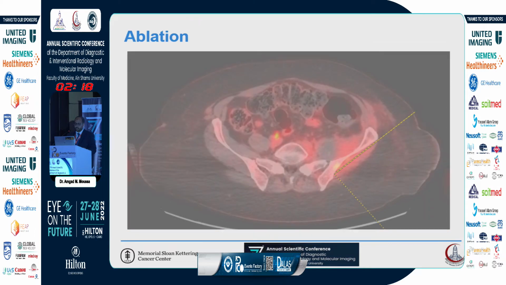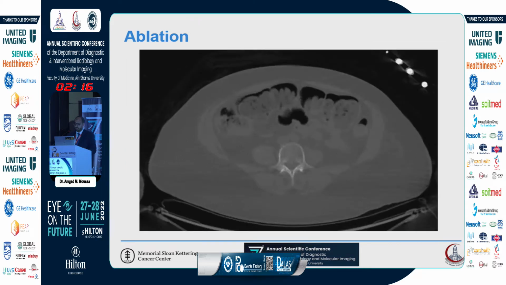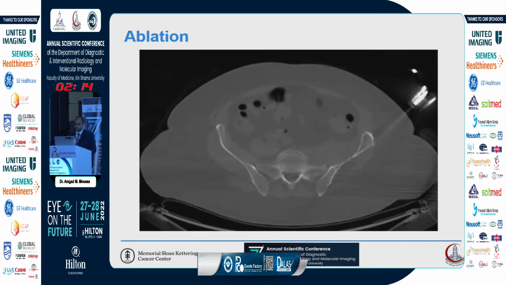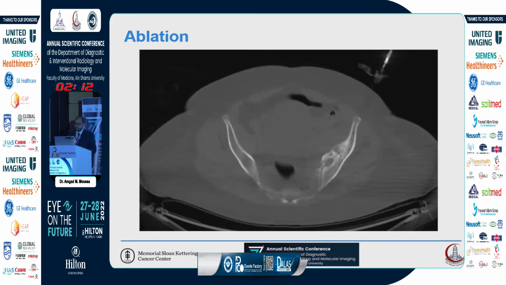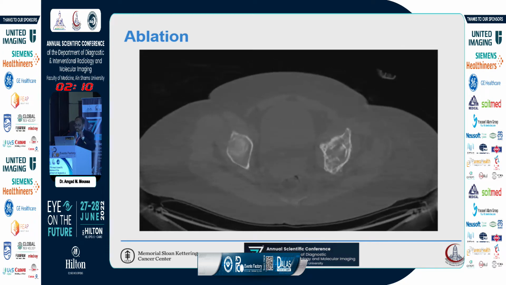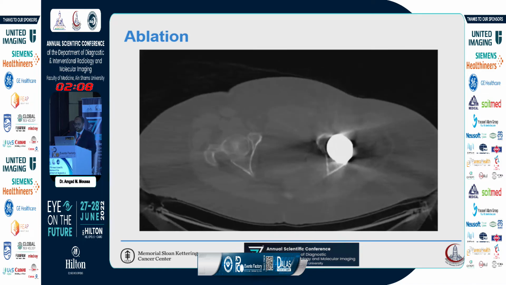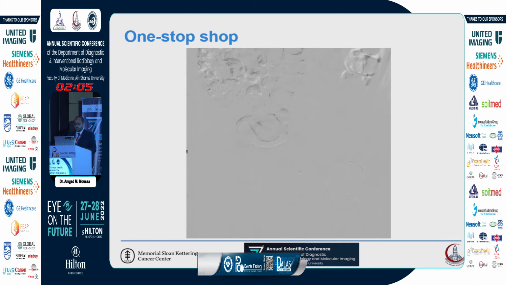And this was our planning approach, and these are our cryoablation probes in place. Two of them were supraacetabular in that lytic lesion, trying to avoid the joint. And she got a significant response, almost 6 months out of the procedure now with no pain.